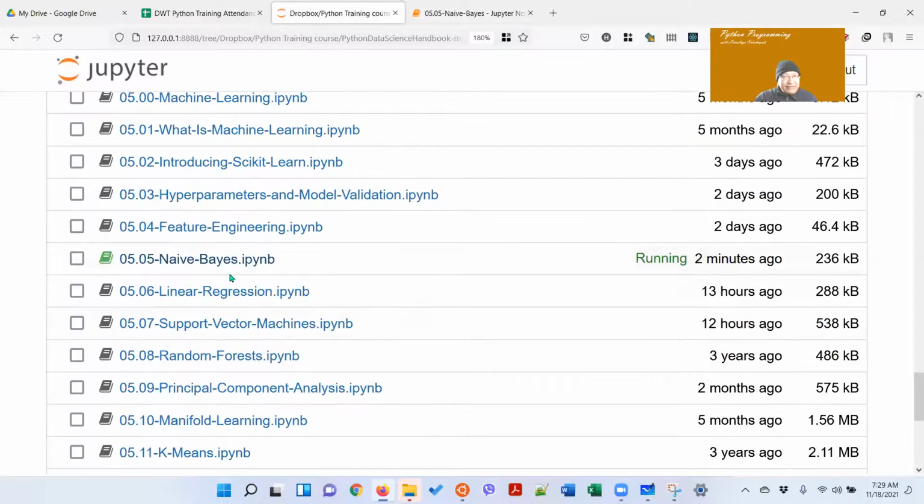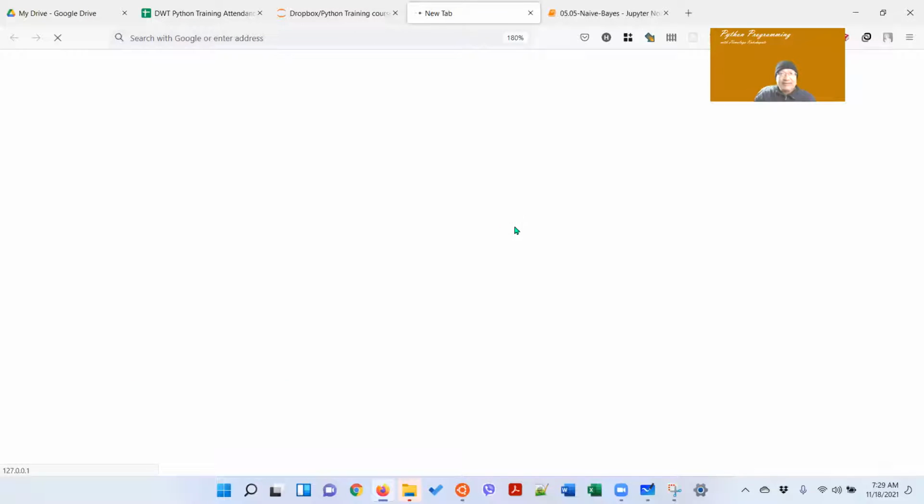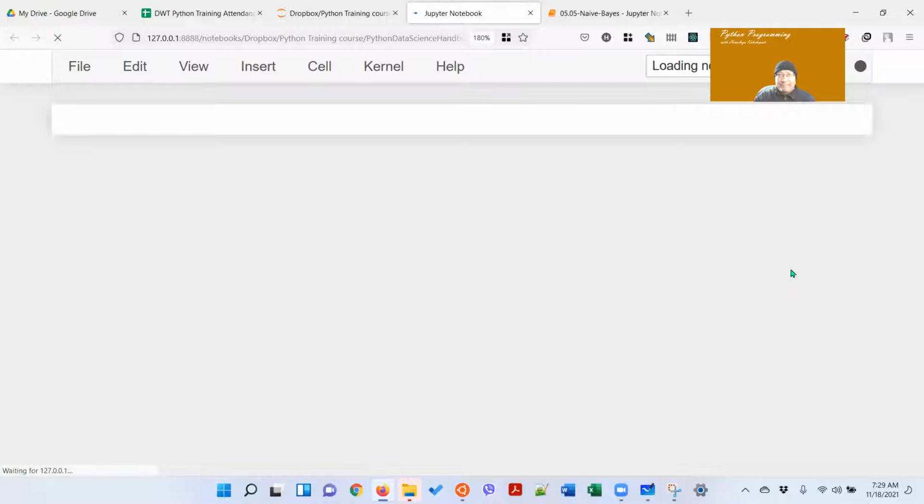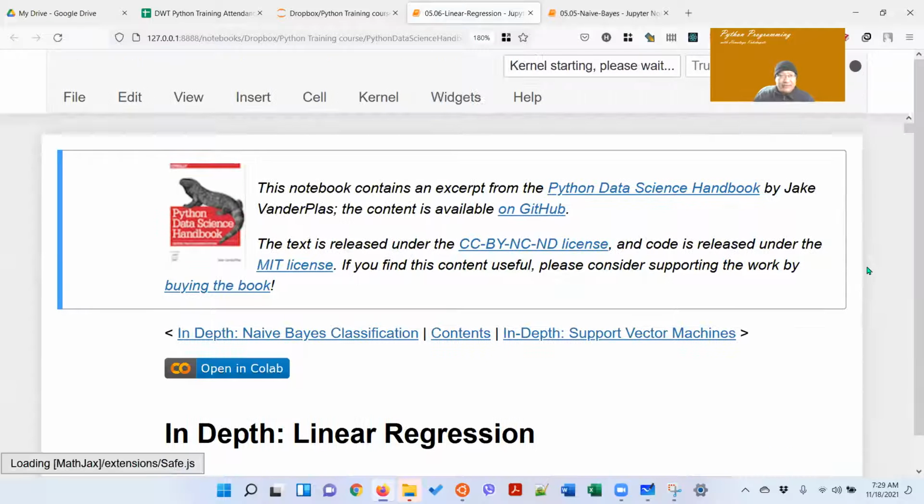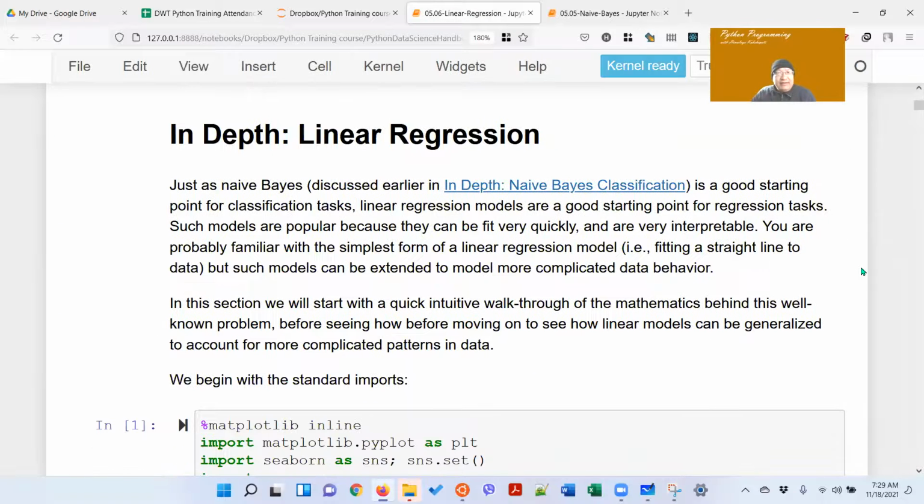What do we have here? Okay, linear regression. Let's try this. So just as naive Bayes is a good starting point for a classification task, linear regression also is a good starting point for a regression task. Naive Bayes worked really well for classification.